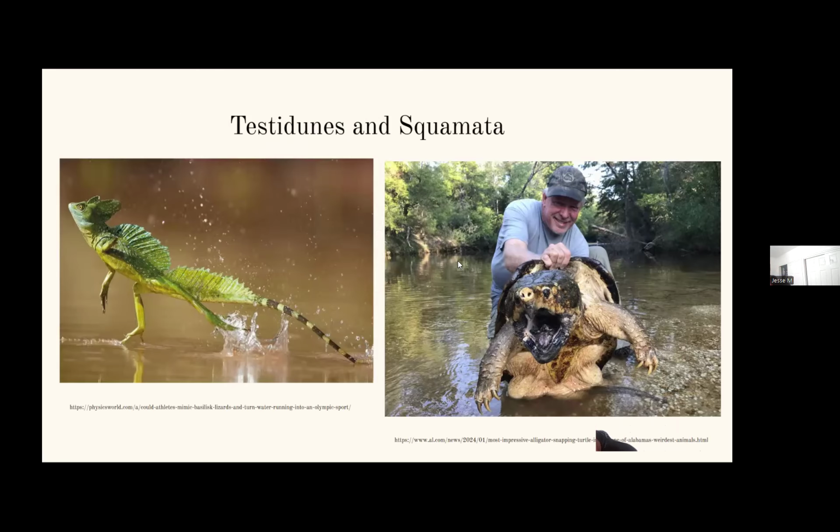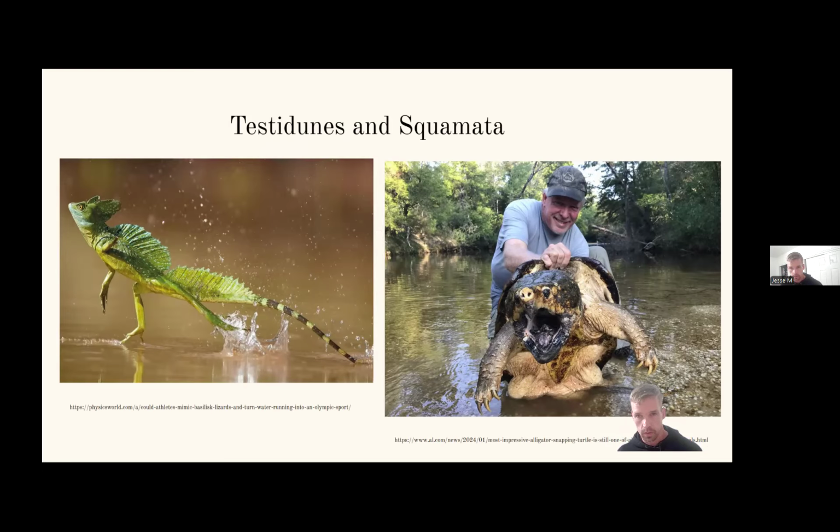All right, moving on. Testudines and Squamata. All right, so we can see some of those pictures there. That's a basilisk lizard. Pretty fascinating animal. They can go bipedal when they're threatened and trying to get away.